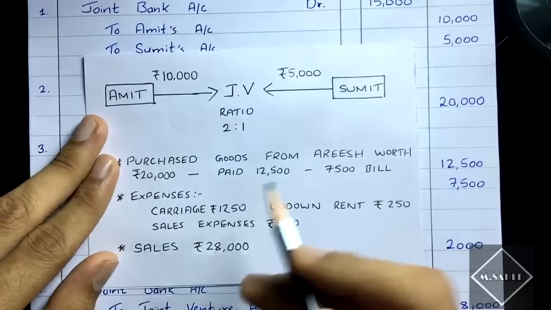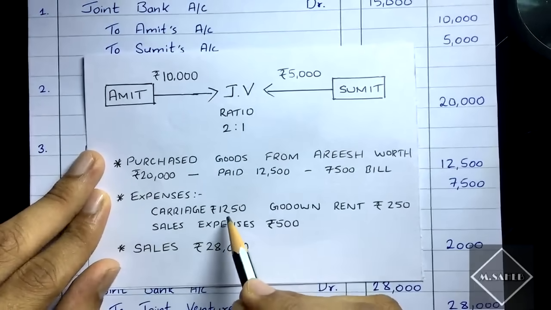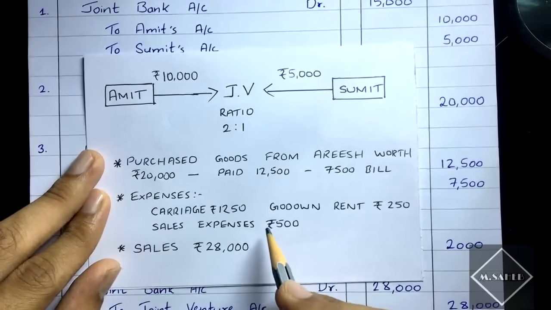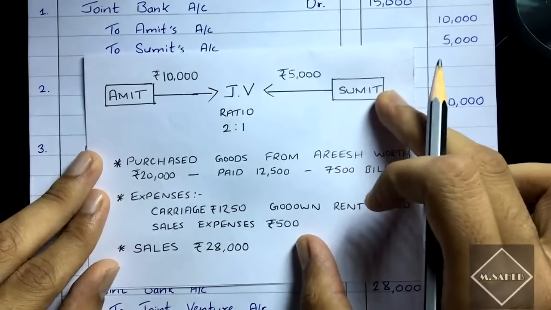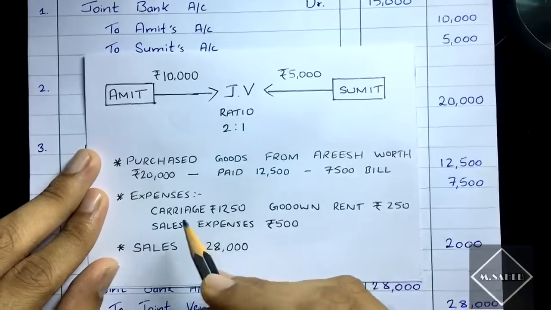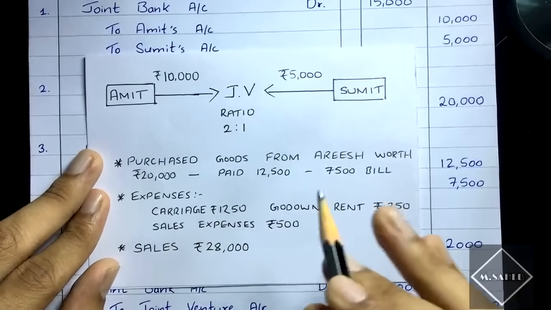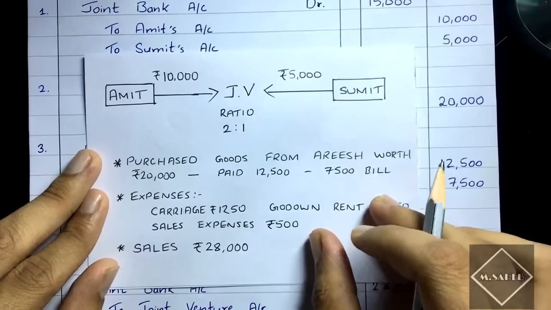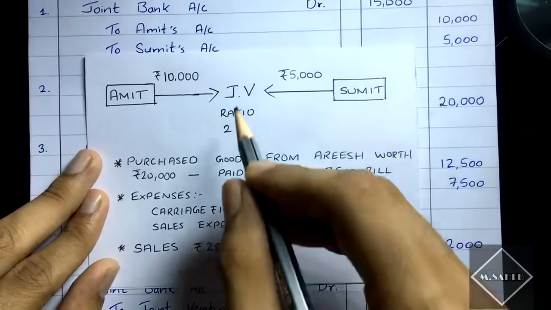It is very simple. And then what happened? And then you see here some expenses are incurred by the joint venture. See the carriage of rupees 1,250 and godown rent of 250 and sales expenses of rupees 500. Now still remember that rule of joint venture where we have to prepare the limited number of accounts. So here we will not take carriage account, we will not take godown rent account, we will not take sales expenses account because we have to prepare limited number of accounts. So to prepare limited number of accounts, we will club all this. We will take this all together under joint venture account.